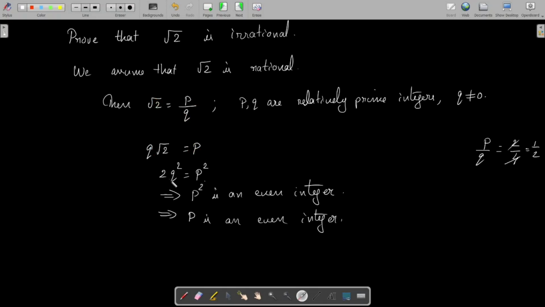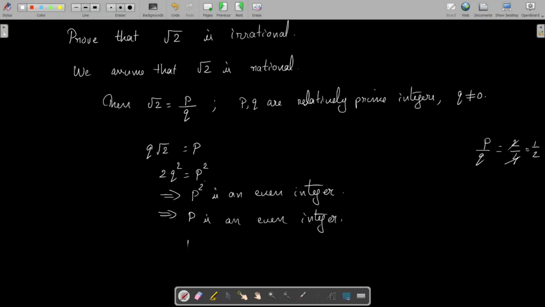Squaring both sides, we have 2q square equal to p square. This means that p square is an even integer. Here p square is of the form 2 times an integer, therefore p square is an even integer. If the square of an integer is even, clearly the integer must be even. Therefore here p is an even integer.